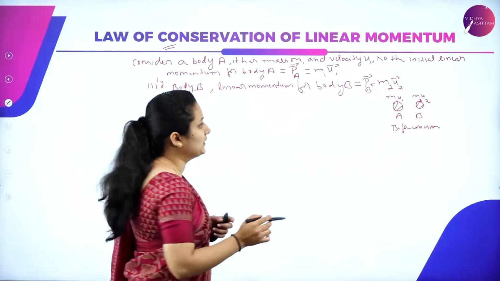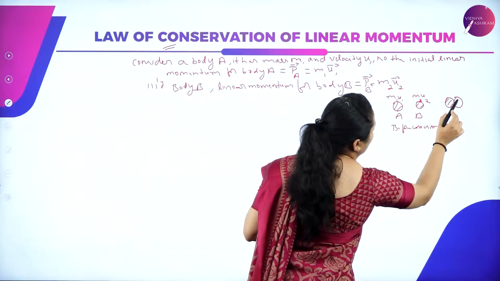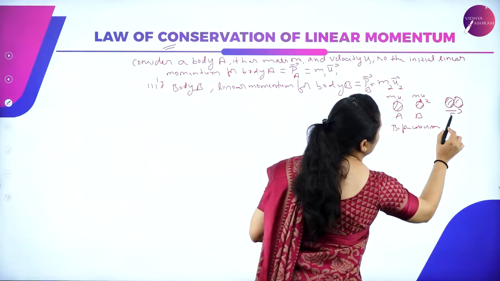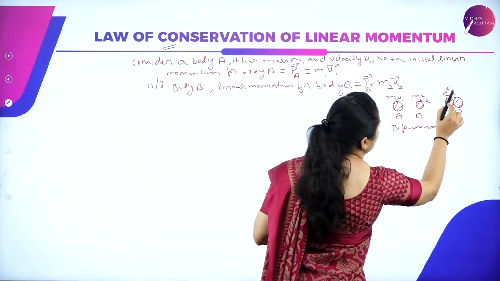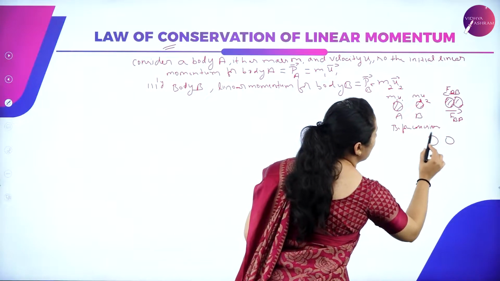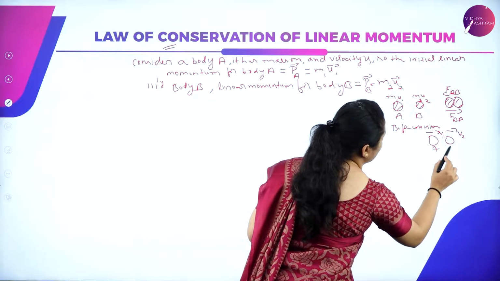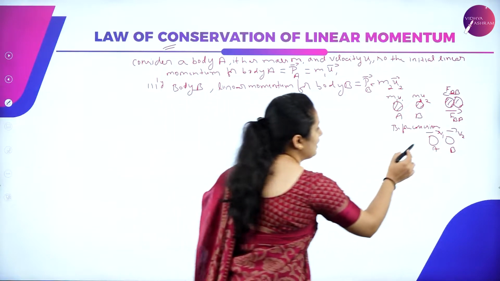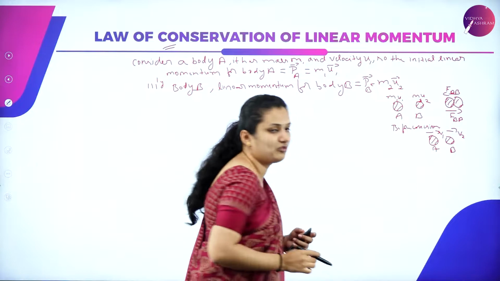After collision, what will happen? After collision, they will collide. So this be FBA and this is force of collision. So after collision, they will again move apart with velocity v2 and v1. A and B will collide and separate, move apart with velocity v1, v2. Mass is the same. Mass is m1 and m2.